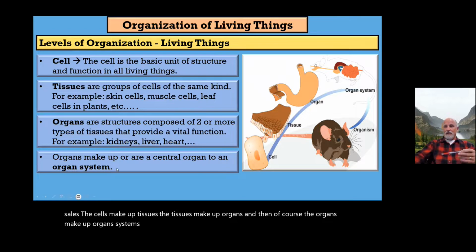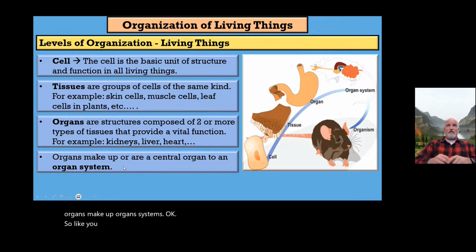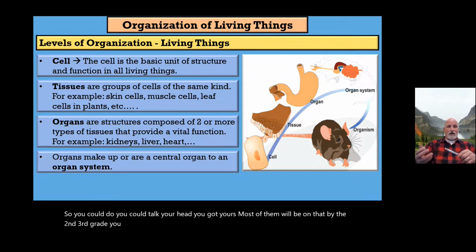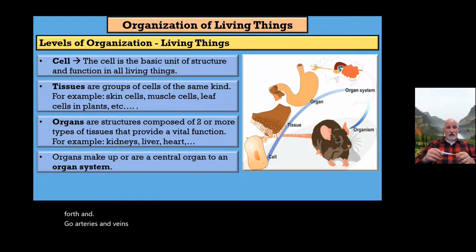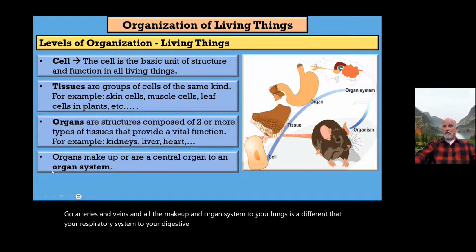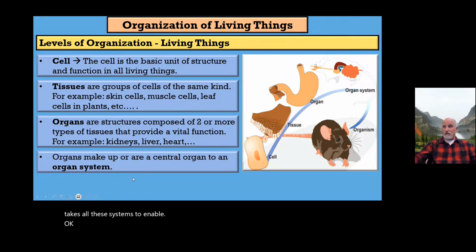You could talk to kids, most of them will be old enough by second or third grade. You ask, what's your heart connected to, or what connects everything together in your circulatory system? That's where you can talk blood vessels, arteries and veins, and all that make up an organ system. Your lungs are a different one, your respiratory system, and then your digestive system. You start getting kids to understand it takes all these systems to enable life in larger organisms.